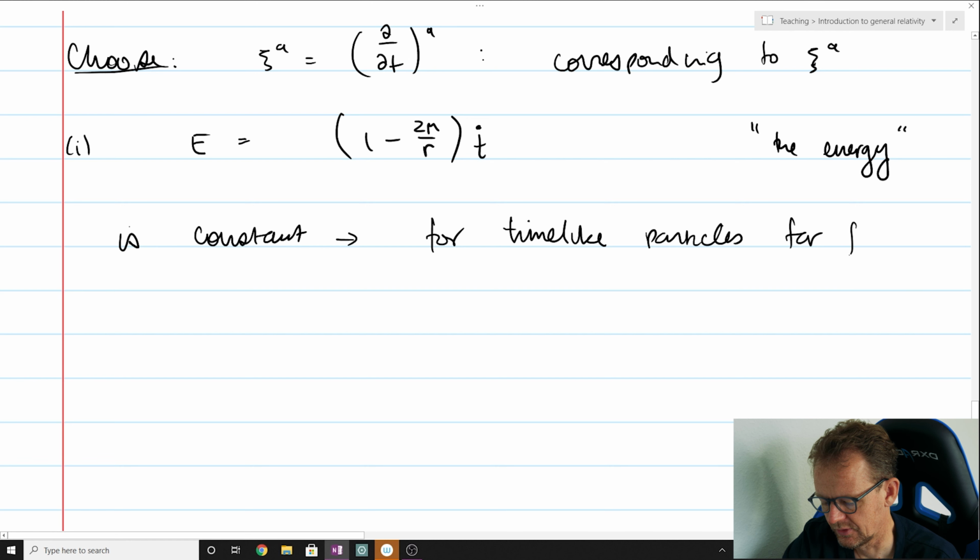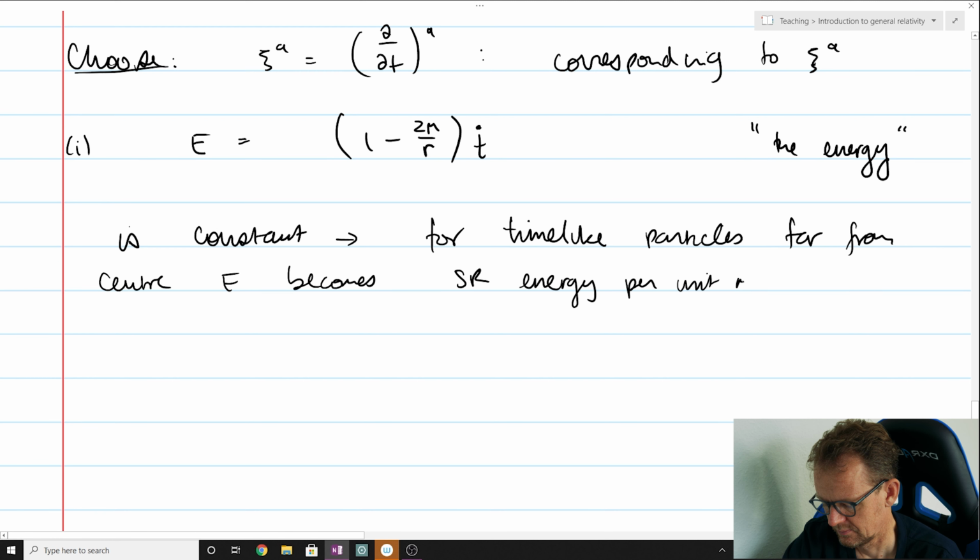So if you try and solve for the motion in special relativity, then you get that this quantity E is the energy per unit mass of a particle measured by a static observer.